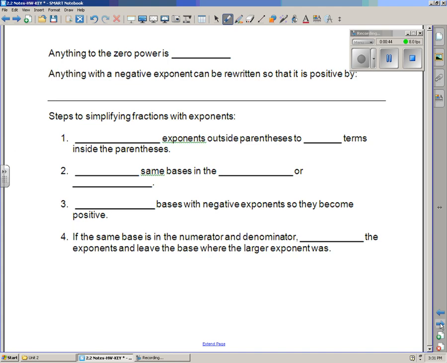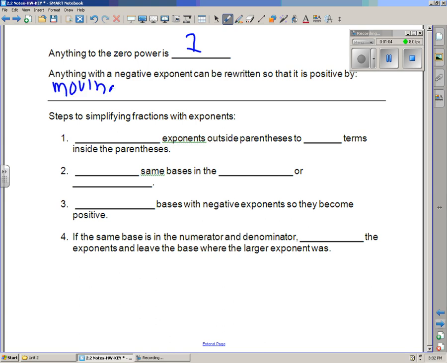Now, anything to the 0 power is always 1. We talked about why that is in class, so we can do that again if you need some extra help with that. Anything with the negative exponent can be rewritten so that it's positive by moving the base from the numerator to the denominator or vice versa.